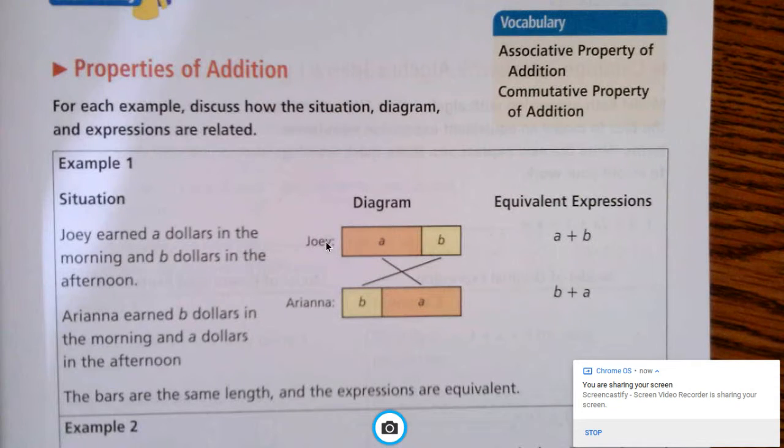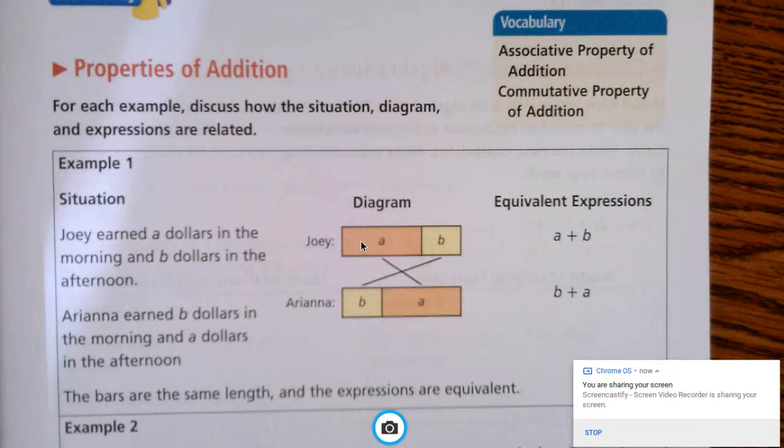Here we see Joey and a diagram next to Joey, and we see an unknown amount for A, which is larger than B. Over here it says A plus B is the equivalent expression for what that represents. And then we have Ariana. She has a B and an A, and hers look to be flip-flopped. So her equivalent expression to Joey's, so these are both the same, shows us that A plus B is going to be equivalent or equal to B plus A. They both are going to have the same value.